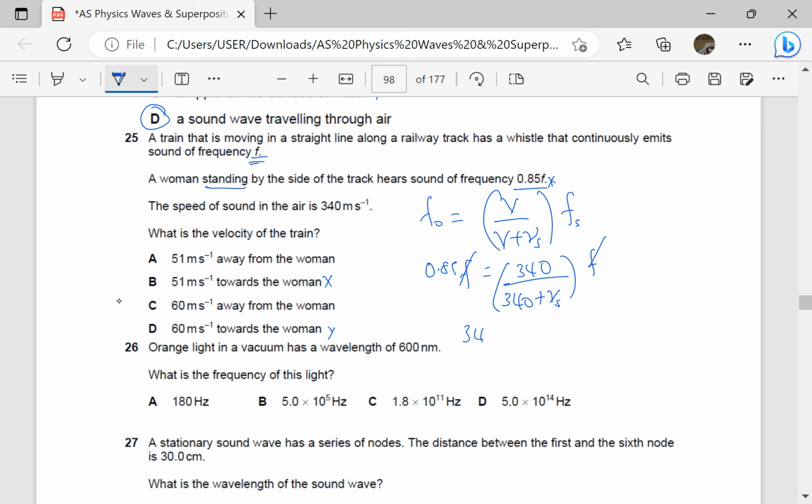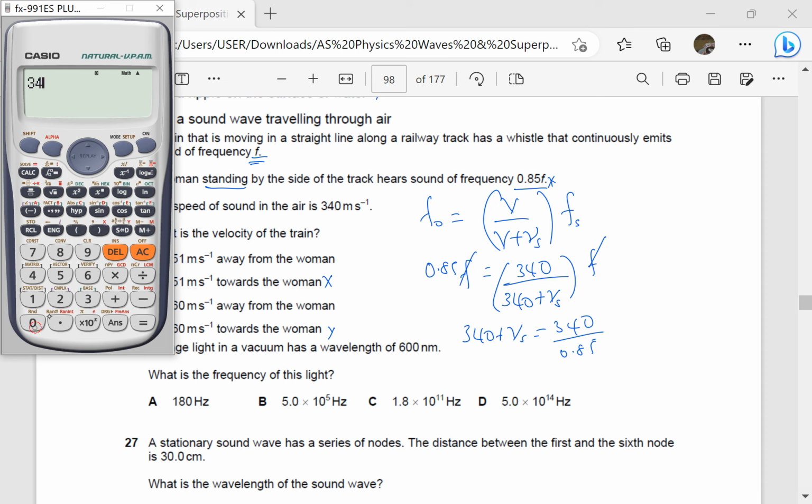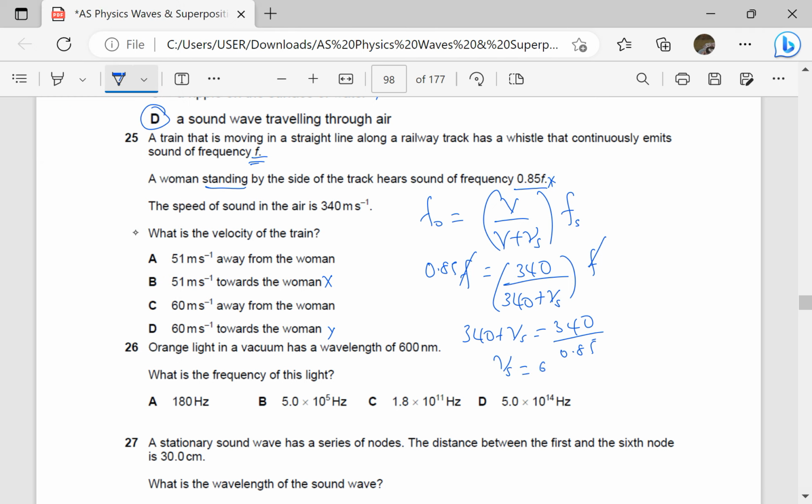So this would be 340 plus Vs is equal to 340 divided by 0.85. So I'll just press my calculator. 340 divided by 0.85, that is 400. Then I take 340 to the right hand side, so I'll say minus 340, which gives us 60. So this is 60. Speed of the source is 60 meters per second, which makes the answer to be C.